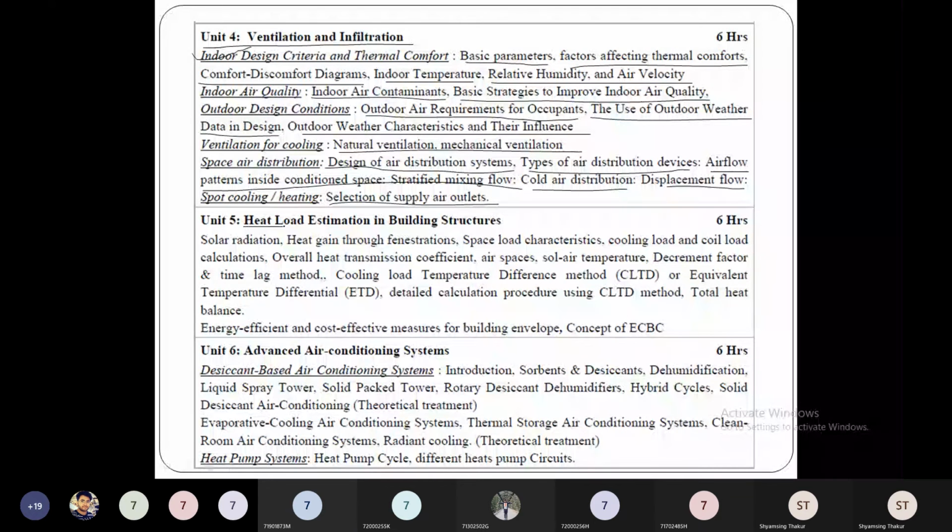Then in unit number 5 we are going to see heat load estimation in building structures. So we are going to study the solar radiations, heat gain through penetrations, space load characteristics, cooling load and coil load calculations, overall heat transmission coefficient, air spaces, sol-air temperature, decrement factor and time lag method, cooling load temperature differential method, equivalent temperature differential (ETD) method, detailed calculation procedures using CLTD methods, and total heat balance. Then energy efficient cost effective measures for envelope and the concept of ECBC, that is Energy Conservation Building Code.